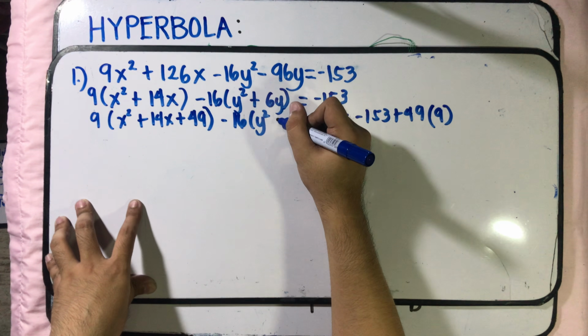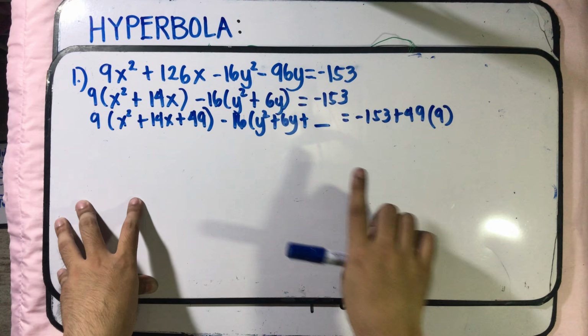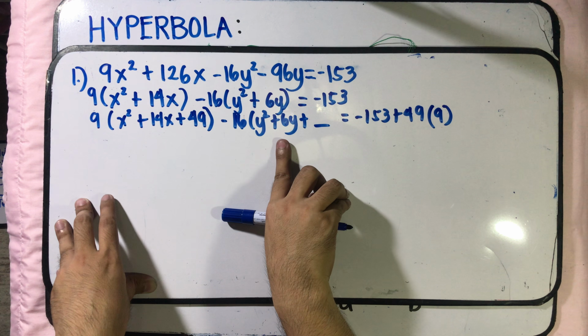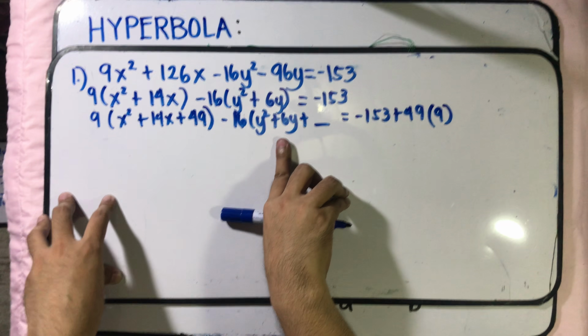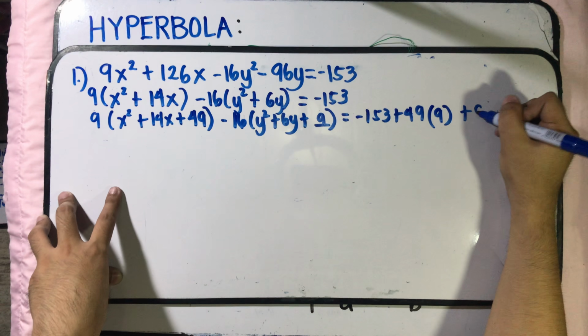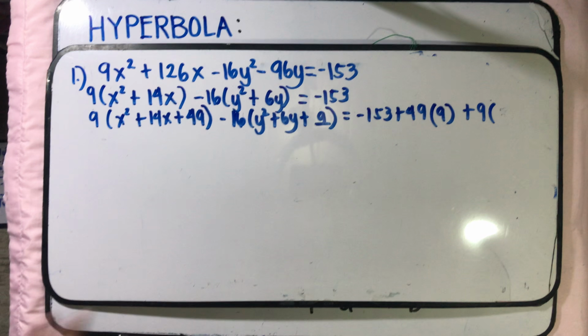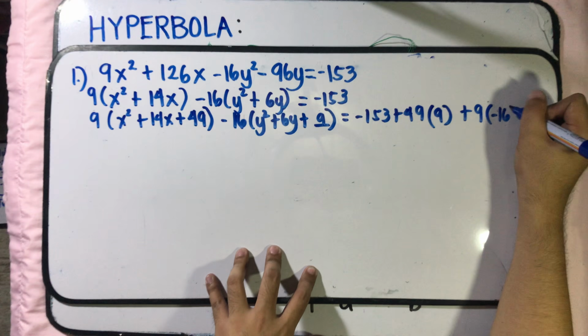Minus 16 times, let's complete, y squared plus 6y plus what are we going to add in here? Therefore that is 6 divided by 2, which is 3. 3 squared is 9. So this is 9. So that should be plus 9, and do not forget the factor, and the factor should be negative 16.